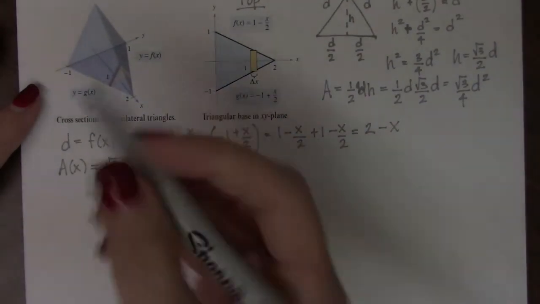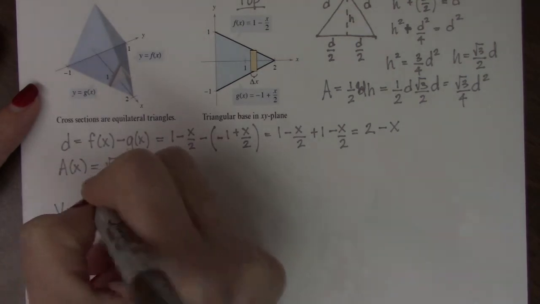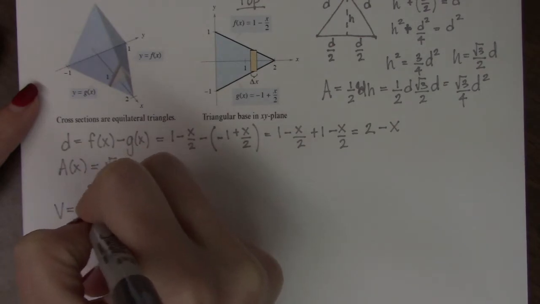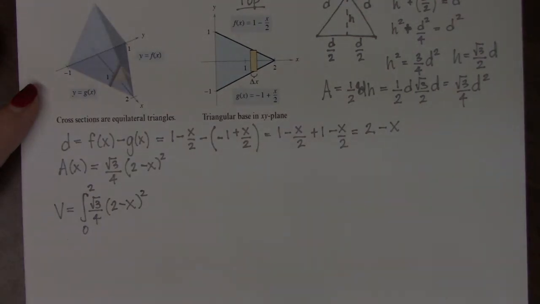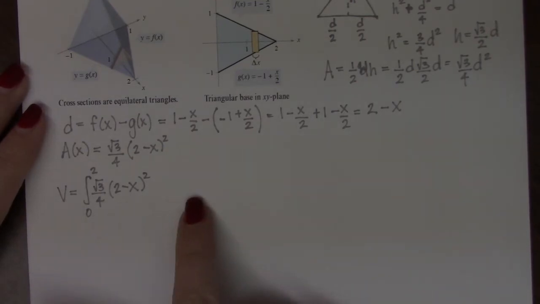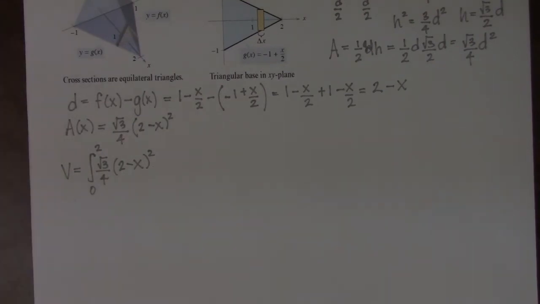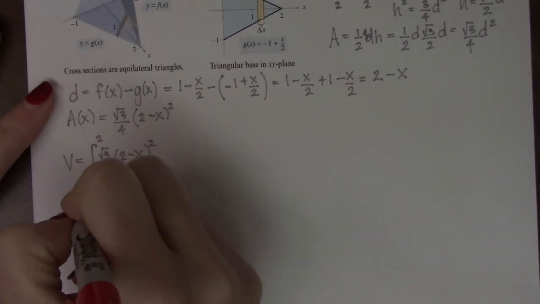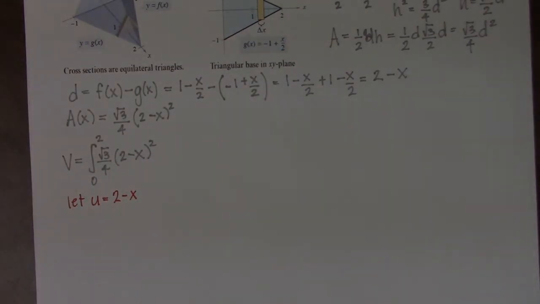So my volume integral is going to be the integral from 0 to 2 of the square root of 3 over 4 times 2 minus x squared. I can actually do this with a u substitution. I could FOIL this out and integrate everything with respect to x, but this is a really simple u substitution. So we want to make what's in our parentheses u. So let's let u be 2 minus x. And oops, I forgot the most important part of my integral.